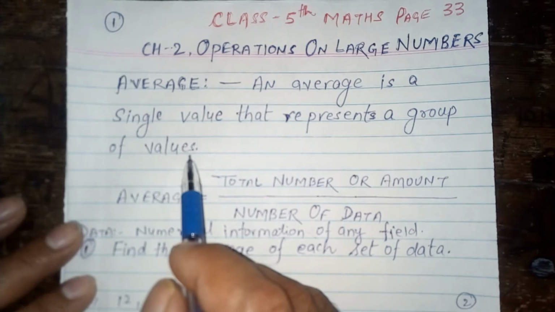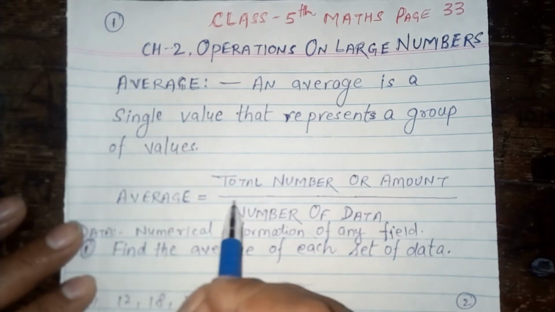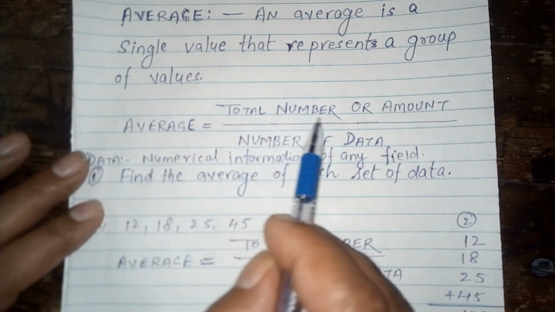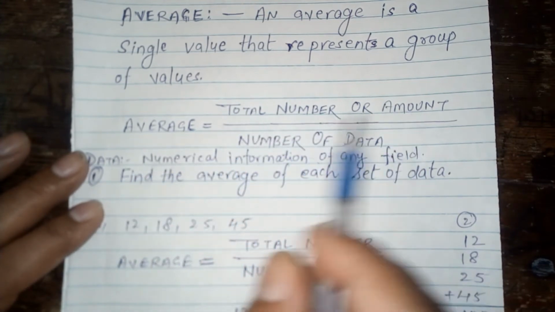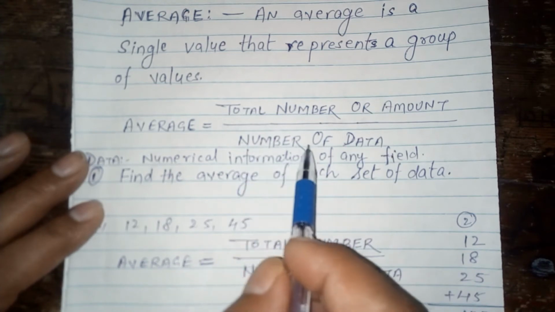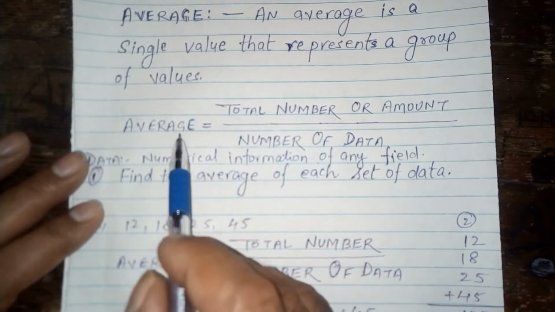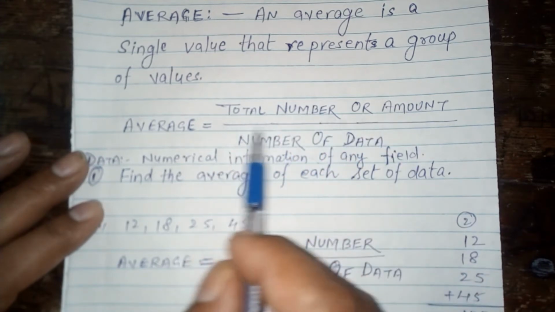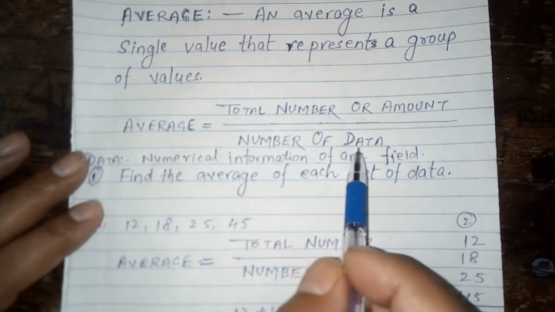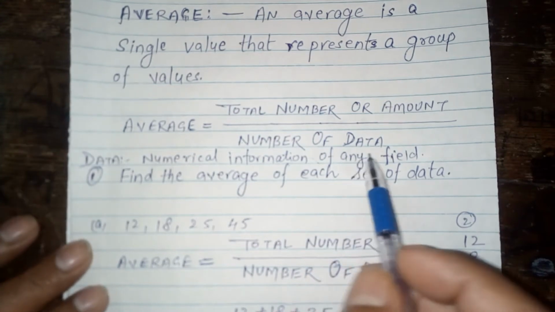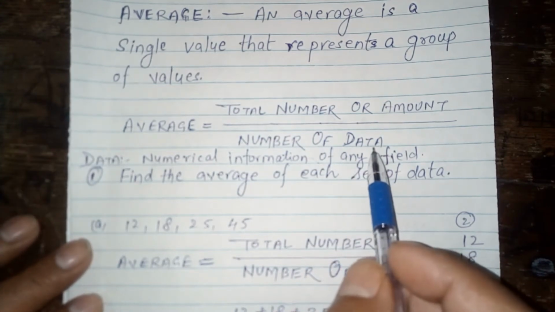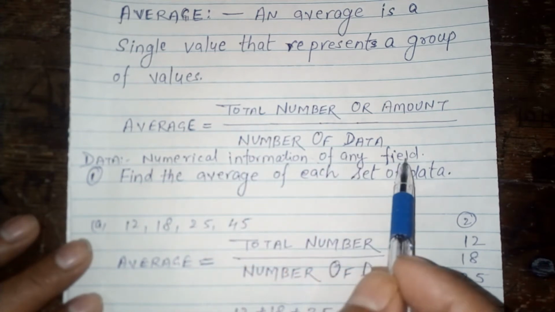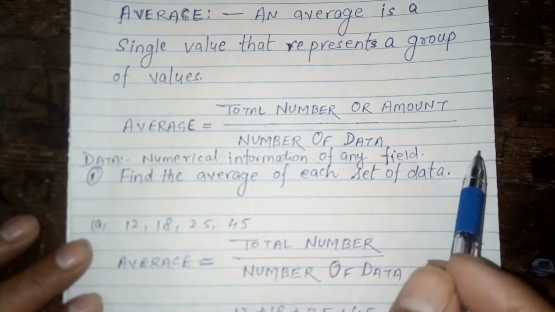For finding the average, we apply the given formula. Average equals total number or amount upon number of data. What is the meaning of data? Data means numerical information of any field.